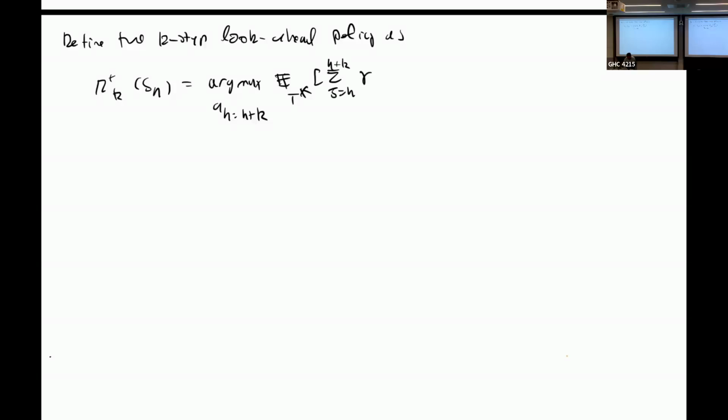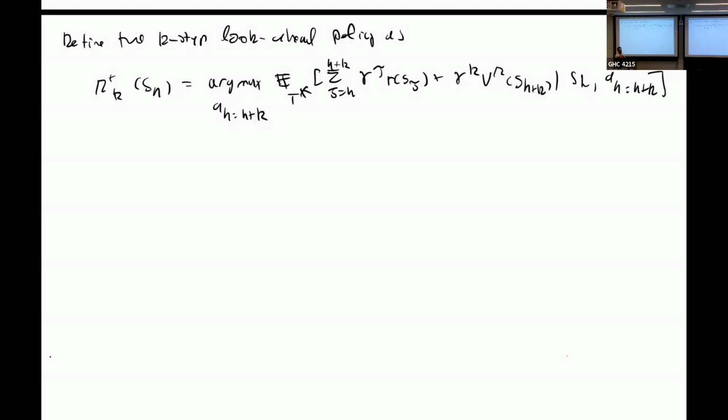And we'll also introduce a discount factor here because it ends up mattering in the analysis. So gamma to the tau r s tau, plus at the end of this, gamma to the k v of s h plus k. All of this conditioned on starting in state sh and taking actions a h to h plus k.